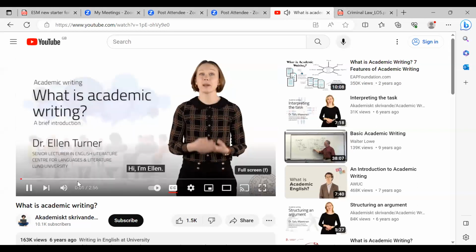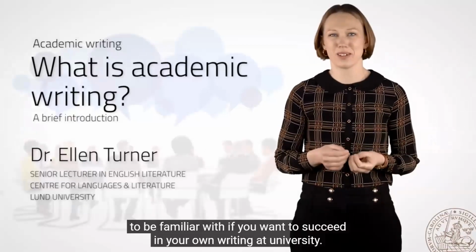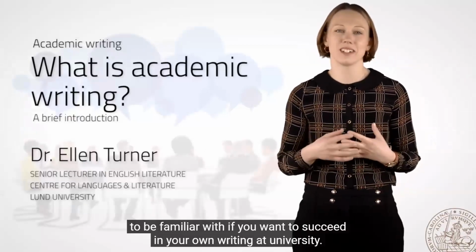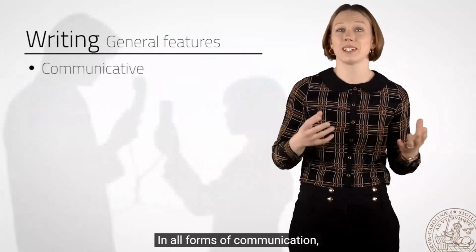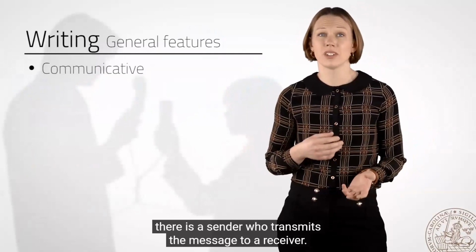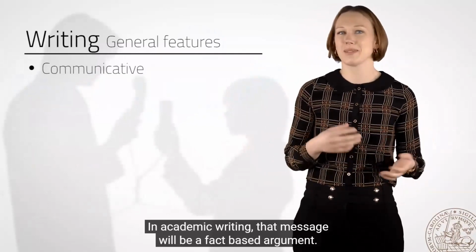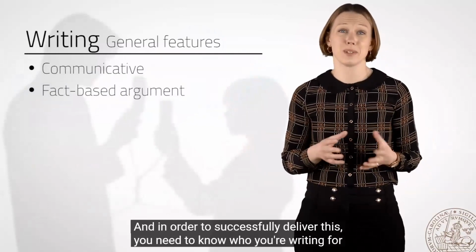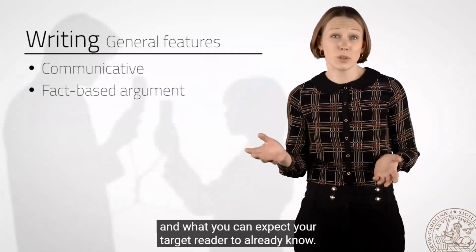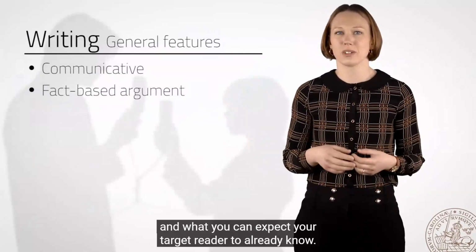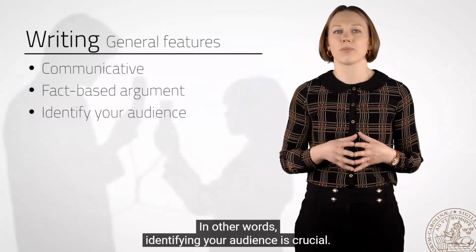Hi, I'm Ellen. In this video, I'm going to talk about some general features of academic writing that you need to be familiar with if you want to succeed in your own writing at university. First of all, you need to consider that writing is communicative. In all forms of communication, there is a sender who transmits a message to a receiver. In academic writing, that message will be a fact-based argument, and in order to successfully deliver this, you need to know who you're writing for and what you can expect your target reader to already know. In other words, identifying your audience is crucial.